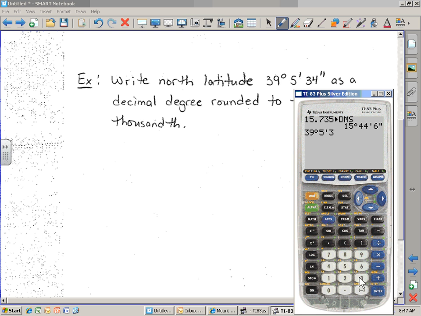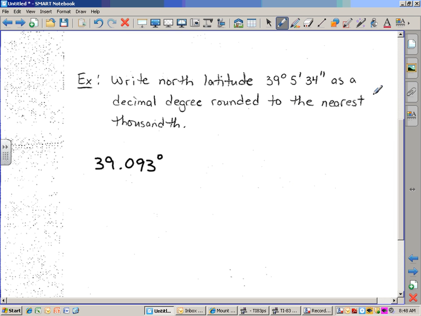and then 34. Okay, we're not going to go to second apps. Okay, there is no double slash in second apps. It's actually right here on the calculator. It's alpha, which is the green button, plus. Alpha plus gives us the double slash, which represents seconds. And we just hit enter. It automatically converts it to decimals. So 39.093 degrees. Well, what if you didn't have a calculator?